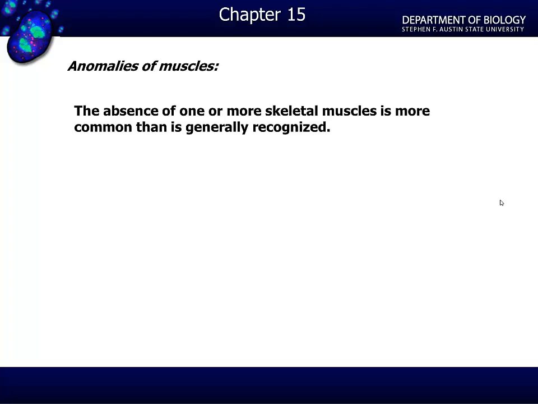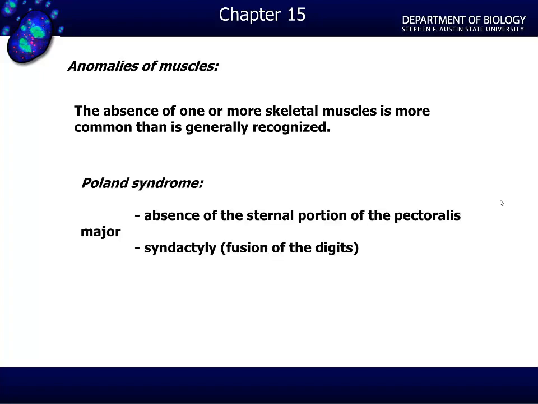Now, really, that's a big global overview of skeletal development. We'll put a little bit more of it together as we develop our limb in the next chapter. But we can, in fact, have some anomalies present with the muscles. It's not uncommon to have the absence of one or more skeletal muscles. And in this case, we have a syndrome. It's called Poland syndrome. And this is going to be the absence of the sternal portion of the pectoralis major.